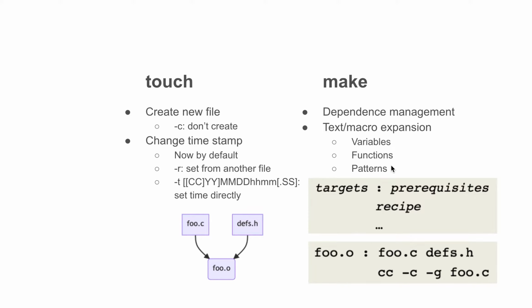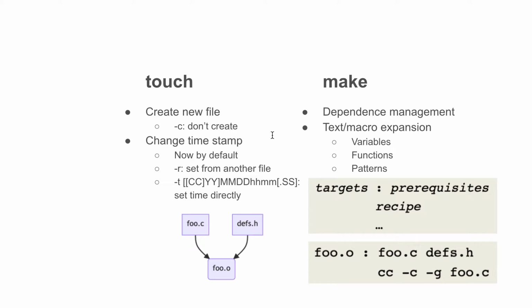Hello everyone. Here I will talk about the touch command and the make command. They are somewhat related. The touch command has two functions. One is to create a new file. The other is to change the timestamp. Suppose you don't want to create a new file and only want to change the timestamp, you can use the -c option.